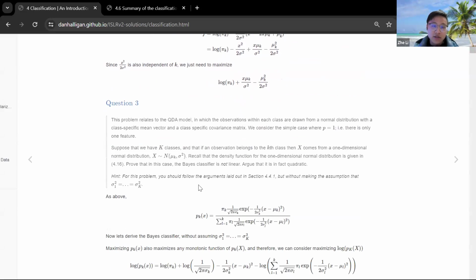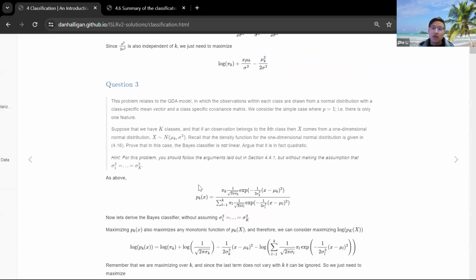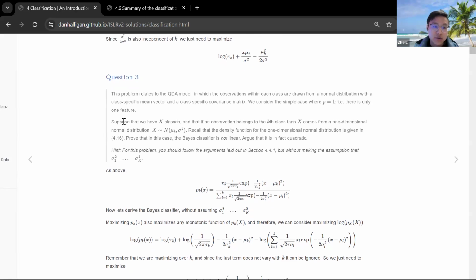And in question 3, the model changes to the QDA model, which means that the variance across each class is different from each other. So this question just considers the simple case when there's only one predictor. Suppose that we have k classes, and if an observation belongs to the kth class, then the predictor comes from a one-dimensional normal distribution. That simplifies our problem a lot.